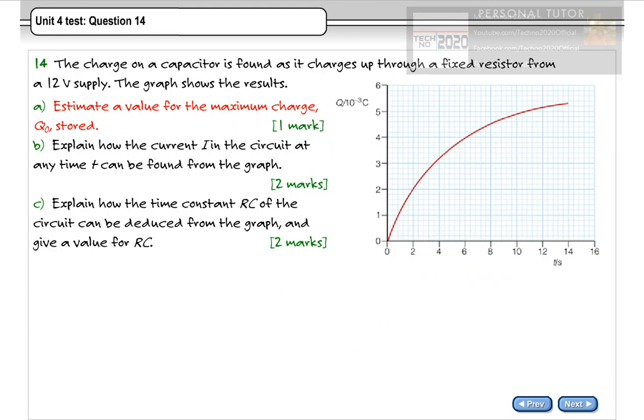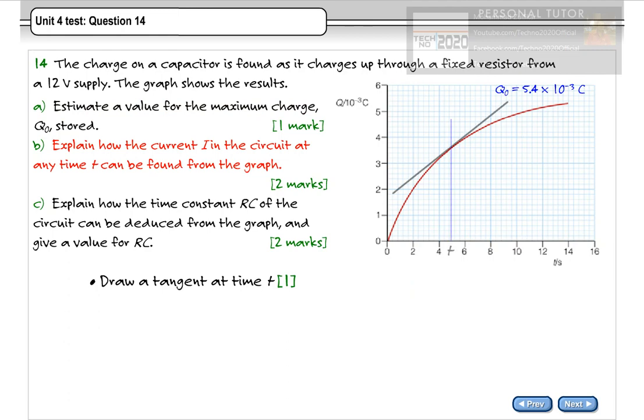The graph does not quite level off in part A, so an estimate is needed. It is about 5.4 times 10 to the minus 3 coulombs. In part B, the current at any time is found from the gradient of the graph at that time, so we draw a tangent at the required time and find its slope. The fact that the unit for the gradient is coulombs over seconds is a great help here.